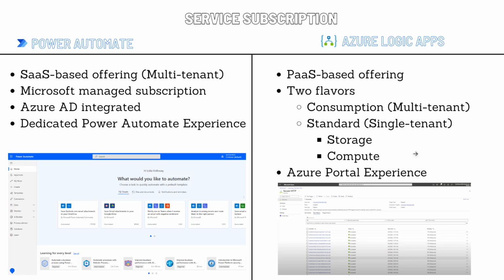Now, if we flip over to Logic Apps, we're going to see a PaaS-based offering, so Platform as a Service-based offering, which means that this is accessible through your Azure portal, where you can go ahead and find all of these resources. Now, when it comes to Logic Apps, we have 2 flavors. Technically, there's 3, but we're going to focus on 2 here. They're the most relevant. Consumption, which is a multi-tenant service.